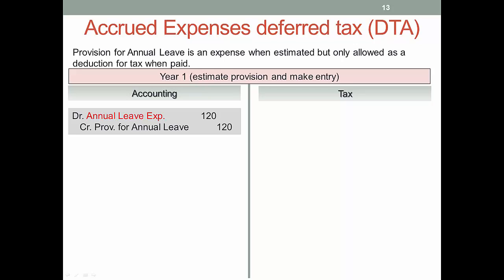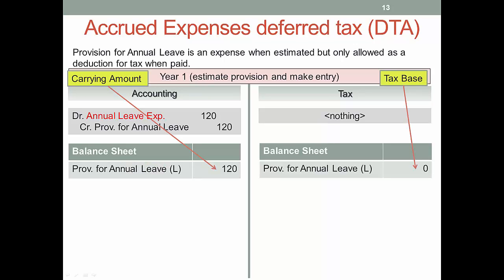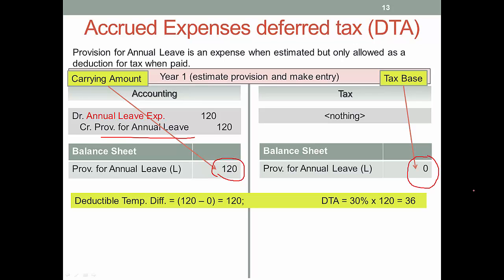So that means you estimate the provision and you make the entry in the first year at the beginning. At the beginning, you're going to make an estimate, so there's an estimated expense leading to a provision for annual leave. For tax, of course, you're not allowed to do estimated expenses, so there's no provision for annual leave. If you look at the carrying amount and tax base on the balance sheet, the account affected is the provision for annual leave. We were allowed to create it for accounting, so its balance is 120. We weren't allowed to create it for tax.